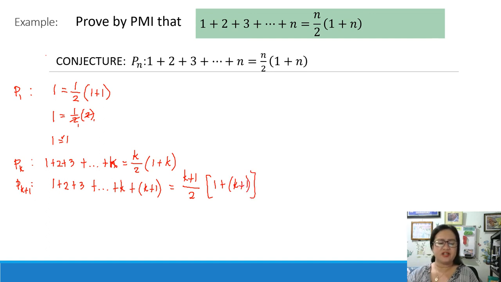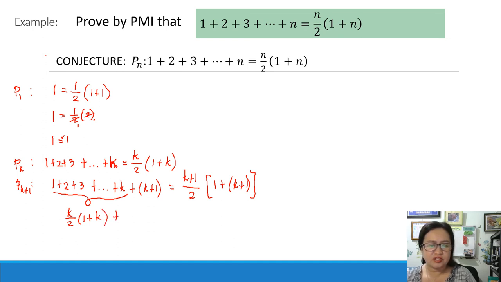Now we simplify. Manipulating the left-hand side of the equation, we know that this is our inductive hypothesis, and this is equal to k over 2 times 1 plus k. So we just have to have k plus 1 here, copy. On the other side, we also simplify the expression at the right. So we will have k plus 2.